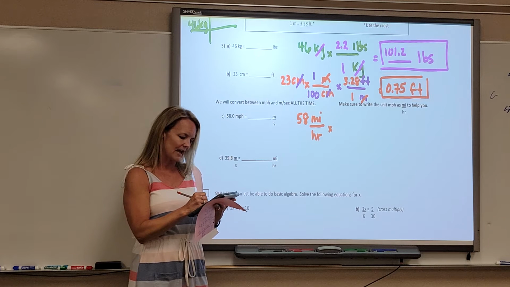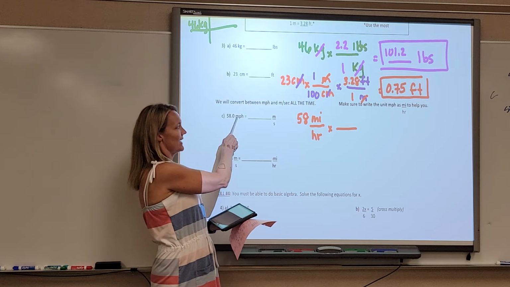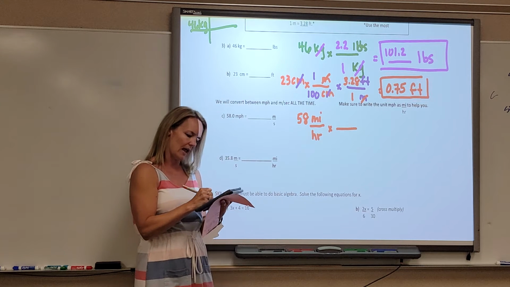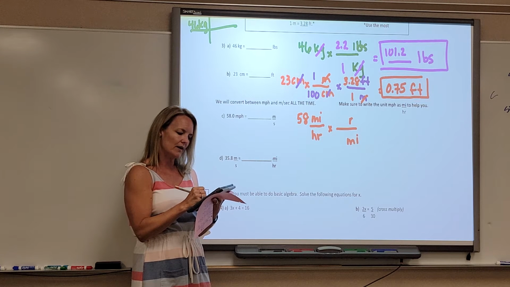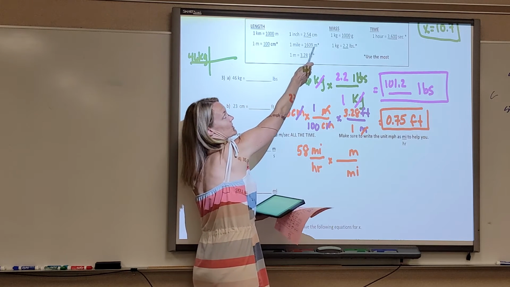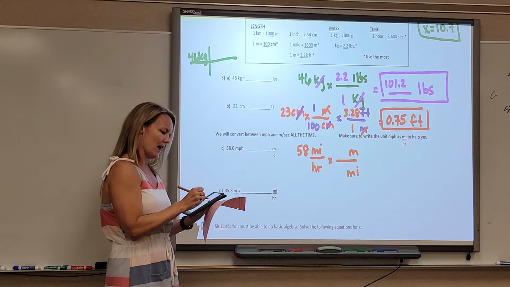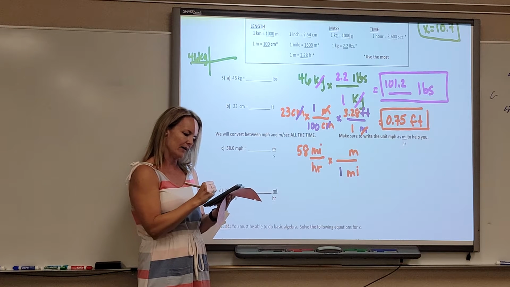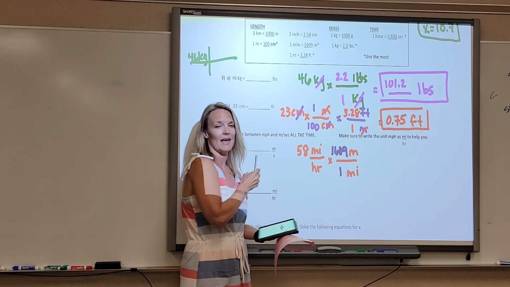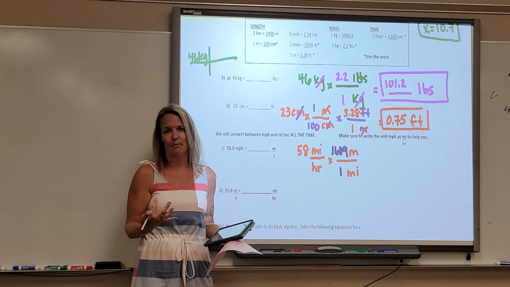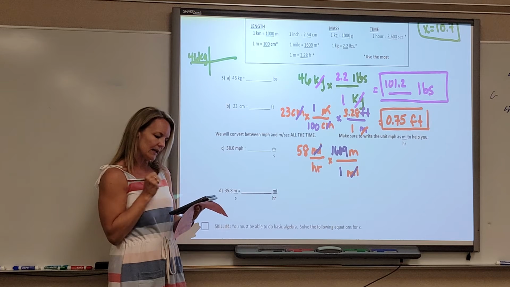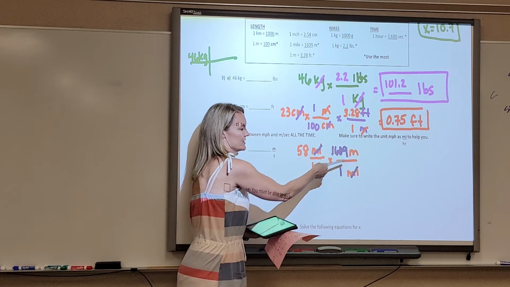Okay, so my first step, I want to change the miles into meters. I have miles on top, which means to cancel it out, it has to go on the bottom, and I want to change it into meters. If I scan back up here, meters in a mile, there's 1609. So in 1 mile, there's 1609 meters. Okay, you can't let the M and the MI mess you up. MI is mile, just M is meters, 1609 meters in 1 mile. If I were to stop right here, I would be in meters per hour.